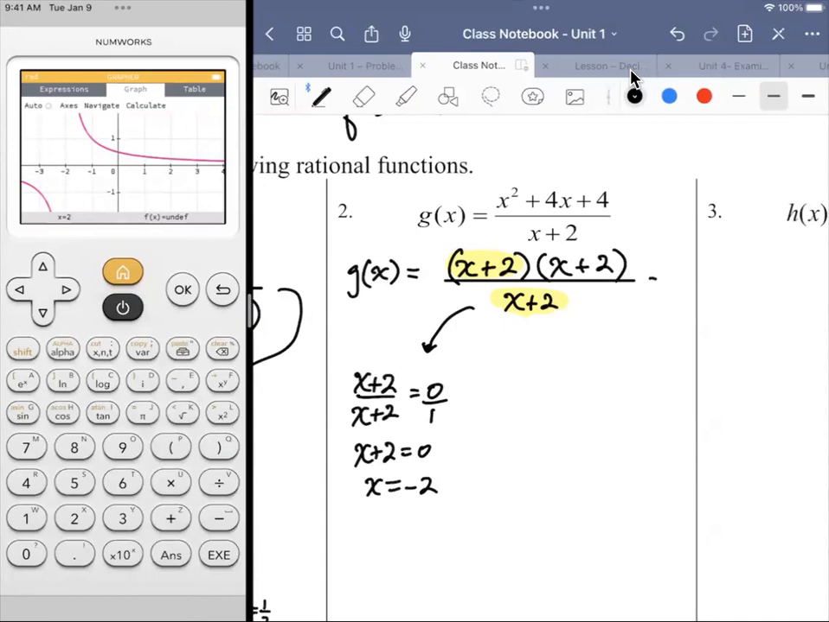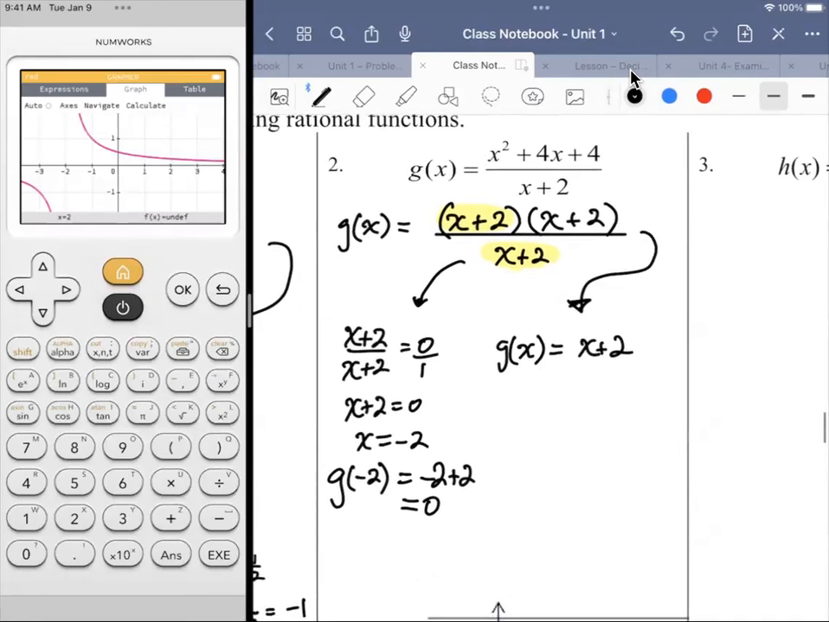Now, if we simplify, we get g of x is equal to x plus 2. So to find the y value of the hole, all I'm going to do is replace the x in this simplified function with a -2, which is going to give me a 0, which means that I have a hole at -2, 0.